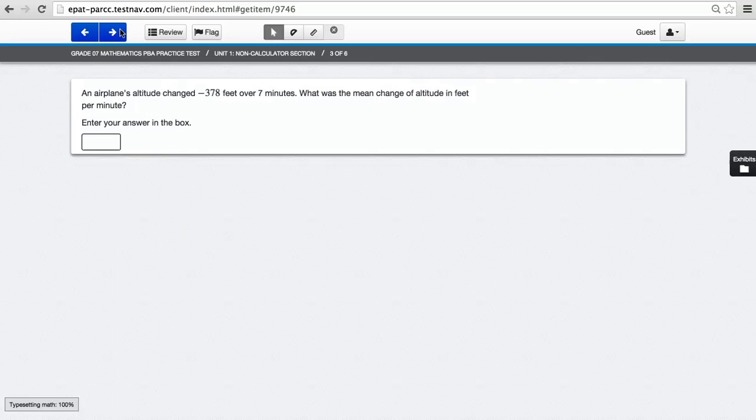Click next. An airplane's altitude changed negative 378 feet over 7 minutes. What was the mean change of altitude in feet per minute? Enter your answer in the box below. Well, it's going negative 378 feet over 7 minutes, so all you have to do is divide negative 378 by 7 minutes. Keep in mind your answer has to also be negative, so don't forget to type minus where the minus sign is next to the plus and minus sign, and then negative 54. Once you type that in, you can click next.